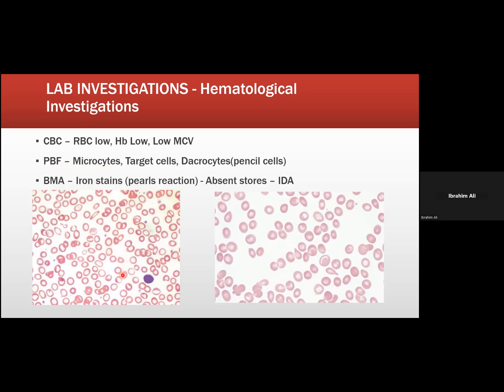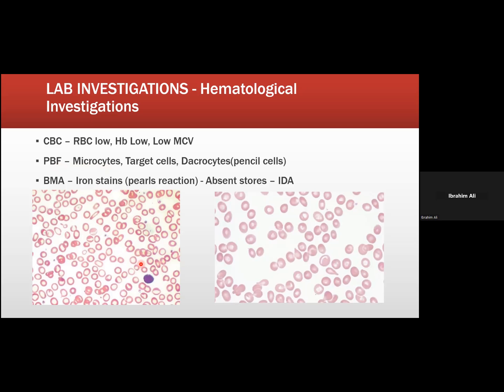You see this picture, the dark blue thing that you can see is a lymphocyte. Then you compare the lymphocyte with the size of the adjacent RBCs. You can see the adjacent RBCs are small in size. RBCs are these things that have central pallor.